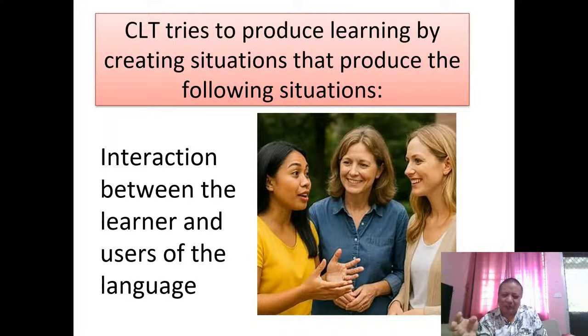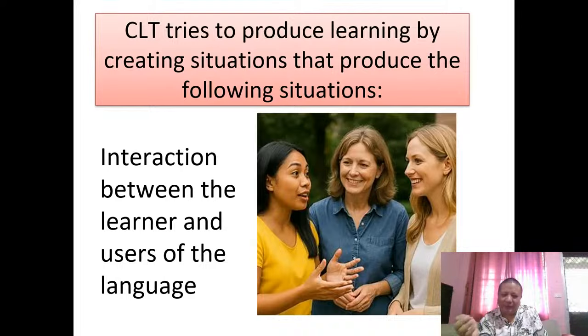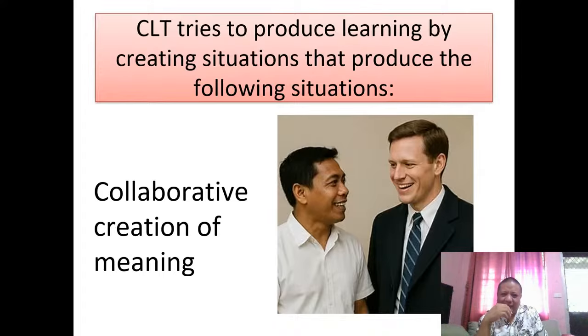So, interaction between the learner and users of the language. Users of the language may not necessarily be native speakers. Okay, what is important is that they are able to use the language properly. And you interact with them, so you imbibe learning from them. And then CLT also tries to produce learning by creating situations that produce the following situations.